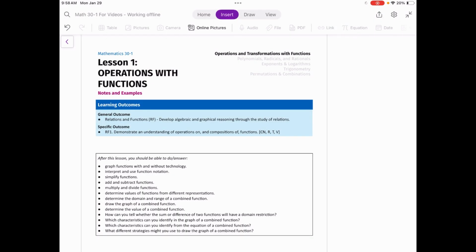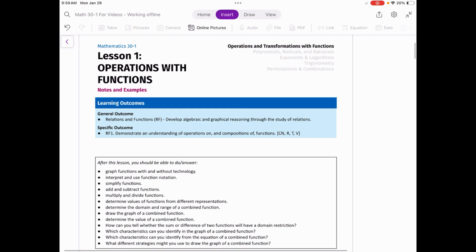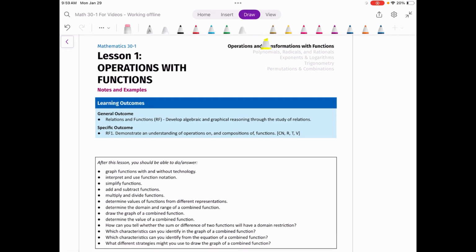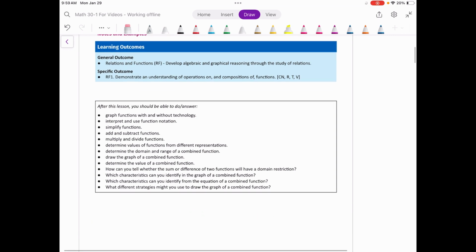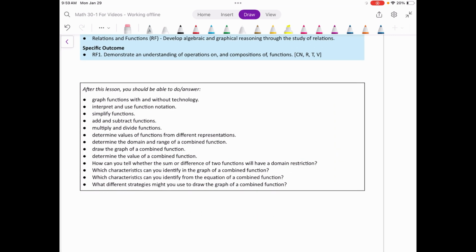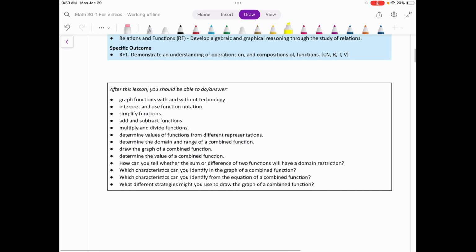Alrighty, folks, welcome to the first lesson of the first unit of Math 30-1. Our first unit is going to be about functions, something you've seen before, but now going a little deeper with them and actually looking at how we can perform operations with functions and then later on transformations to those functions.